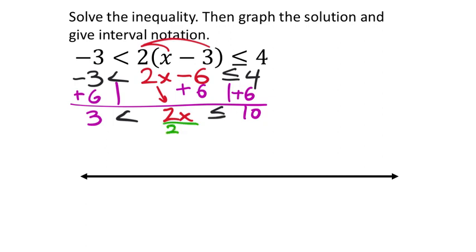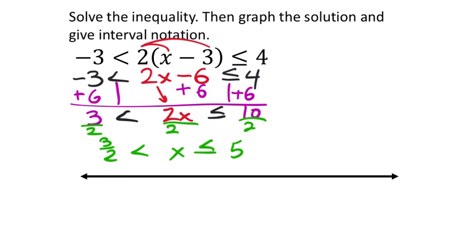Finally, dividing all parts by the coefficient 2 tells us that x, in comparison with 3/2, would be greater. But compared with 10 divided by 2, which is 5, that'd be less than or equal to that, okay? So that solves the inequality. It does want the graph and the interval for this though, okay?